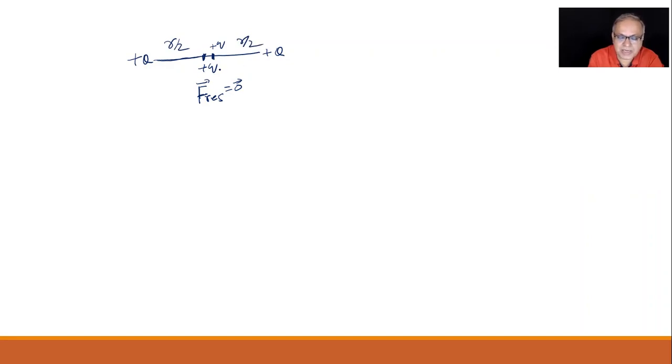If I moved a little this side, force this applies on this will increase or decrease? This force, we call it F1. Increases, sir. It increases because the distance is decreasing. F is inversely proportional to r square. If r is decreasing, force will increase, right? And this force, applied by this one, will decrease. So a net force will be acting towards the center back again.